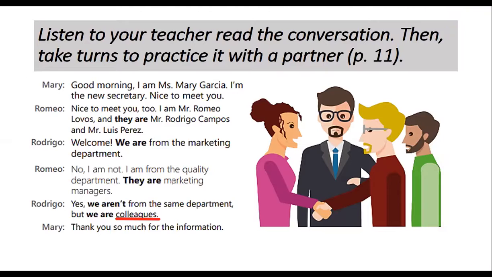Now, so we have this word colleague, right? We're going to also practice this word. Department. Repeat. Department. Very good. Department. Quality. Quality. Managers. Managers. Very good. Information. Information. Very good.